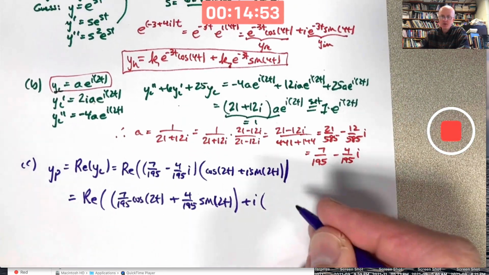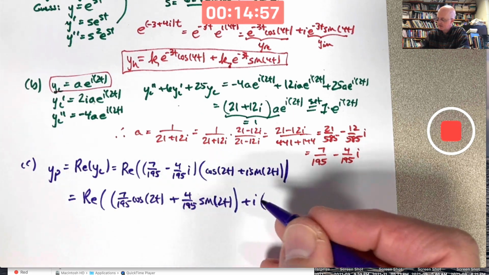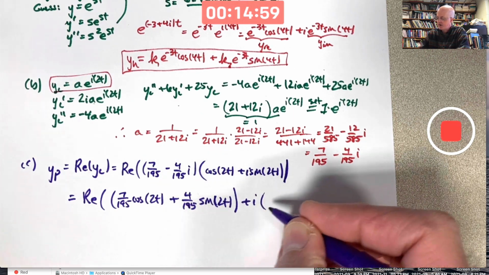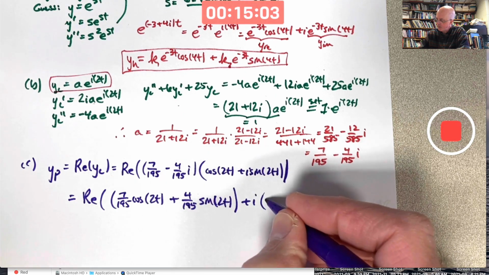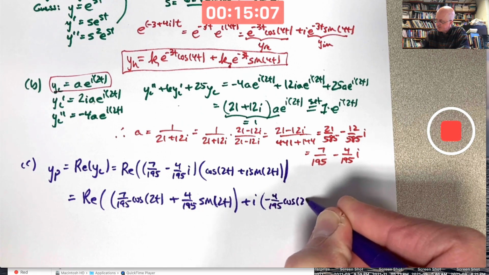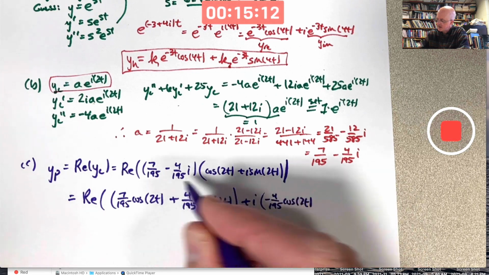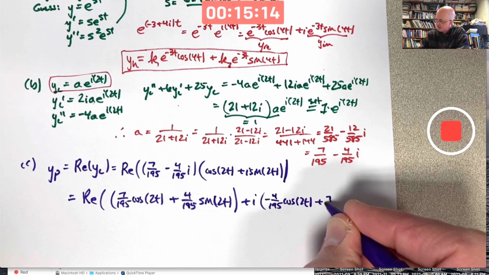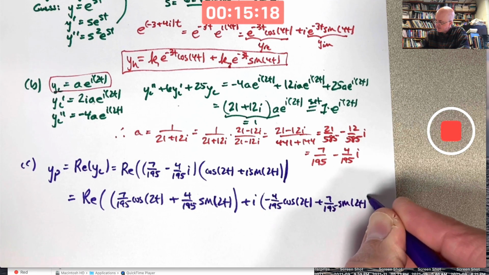But let's, for the sake of completion, again, go ahead and multiply outside times outside and inside times inside. The i I'm already factoring out, so let's write the cosine term first. Negative 4 over 195 cos 2t, and then that's from the inside times inside. Outside times outside is going to be plus 7 over 195 sine 2t.